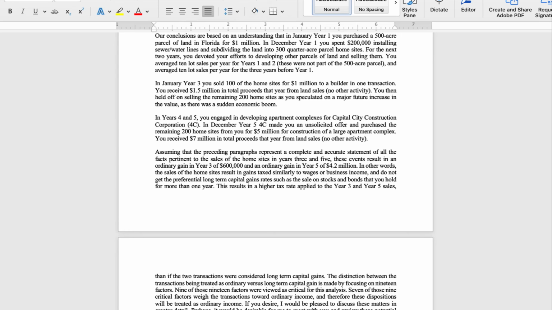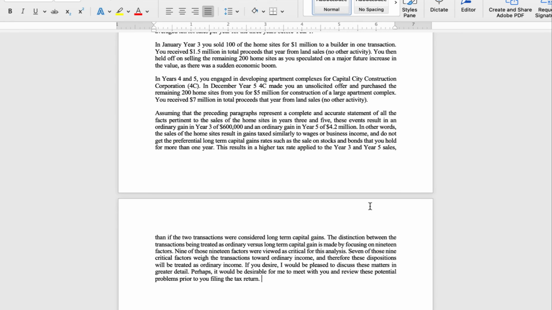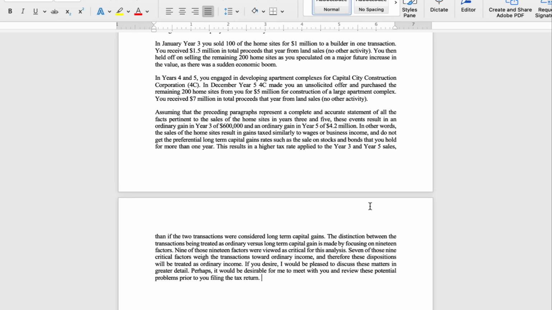Okay, so that's really everything. Let's go ahead and read it. Assuming that the preceding paragraphs represent a complete and accurate statement of all the facts pertinent to the sales of the home sites in years 3 and 5, these events result in an ordinary gain in year 3 of $600,000 and an ordinary gain in year 5 of $4.2 million. In other words, the sales of the home sites result in gains taxed similarly to wages or business income and do not get the preferential long-term capital gains rates such as the sales on stocks and bonds that you hold for more than a year.